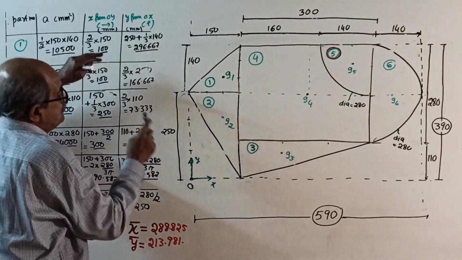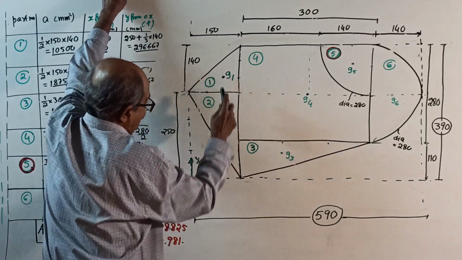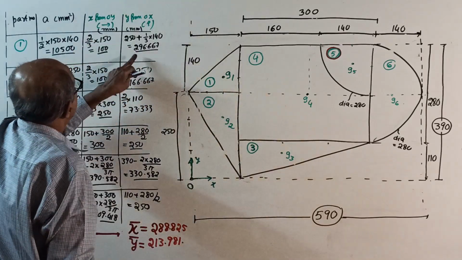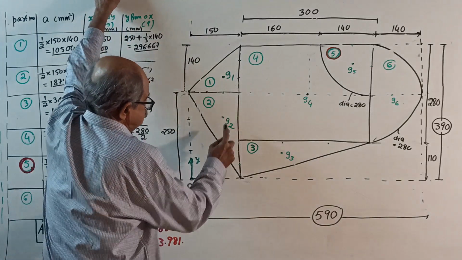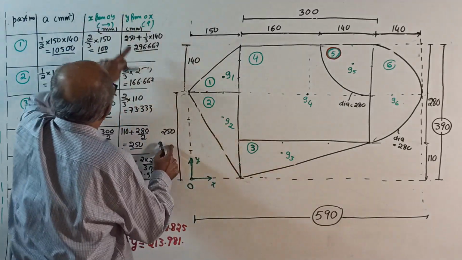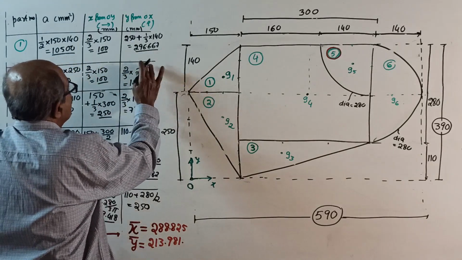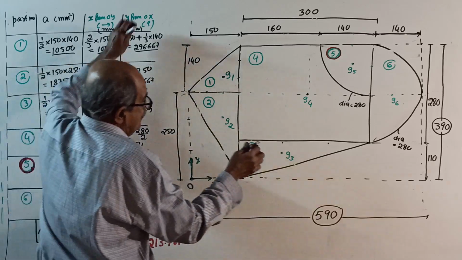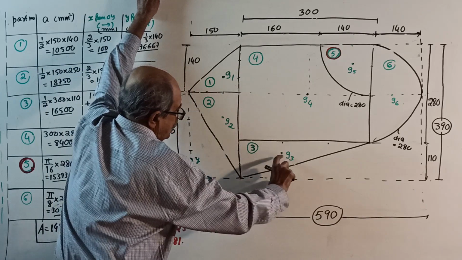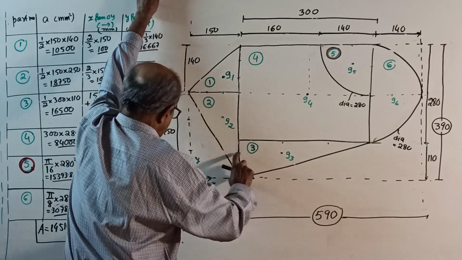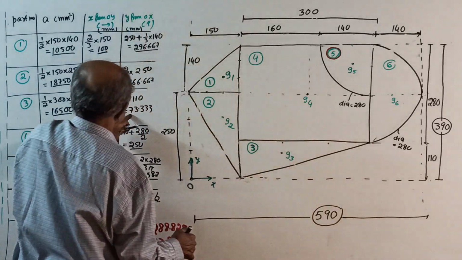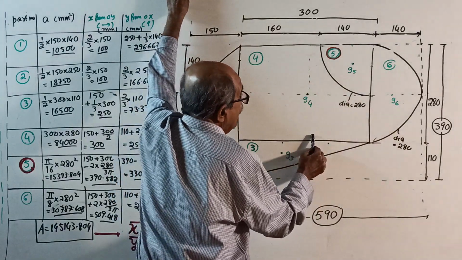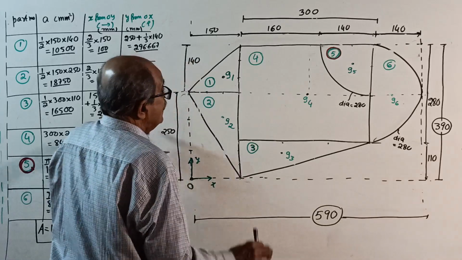Okay, y's from here. Y1 here, 250 plus 1/3 of 140. Y2, 2 by 3 of 250. Okay, rubbed out, I touched it. 2/3 of 250. Y3, see here, 2/3 of 110. Y4, 110 plus half of 280. Y5.